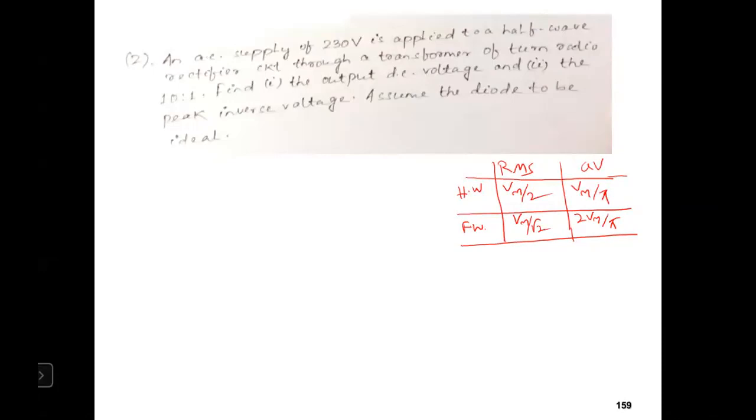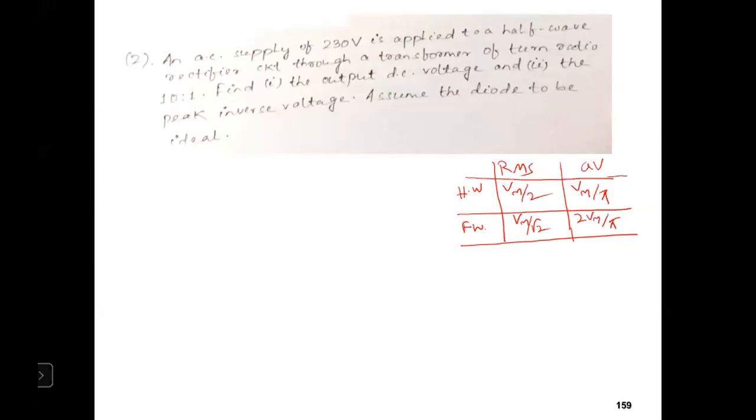Right. So here we'll see, look at this question. The AC supply of 230 volt is applied to a half wave rectifier circuit through a transformer of turn ratio 10:1. Find the output DC voltage, the peak inverse voltage PIV, calculate. Assume the diode to be ideal.